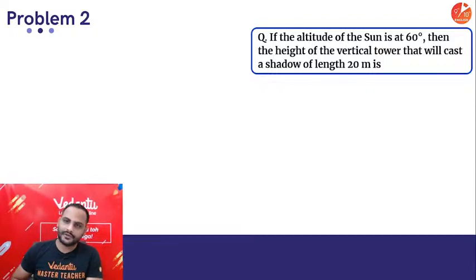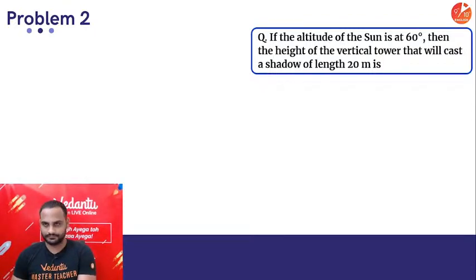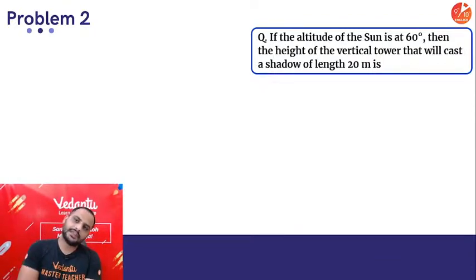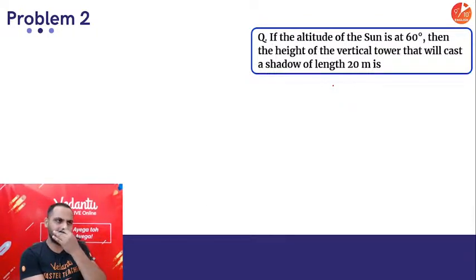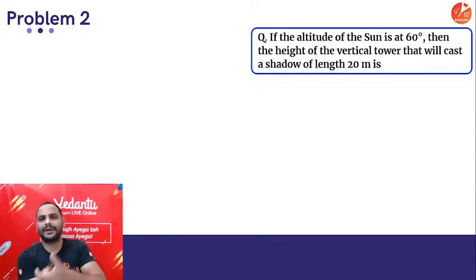Second, if the altitude of the sun is at 60 degree, then the height of the vertical tower that will cast a shadow of length 20 meter. Yeah, I think question itself has changed. Now they are not using it, although it should be used. अब यहाँ पे it can be asked कि if the shadow of India Gate is, let's say, 20 meter, what is the angle of elevation? This way it can be asked, but here they have changed the question.